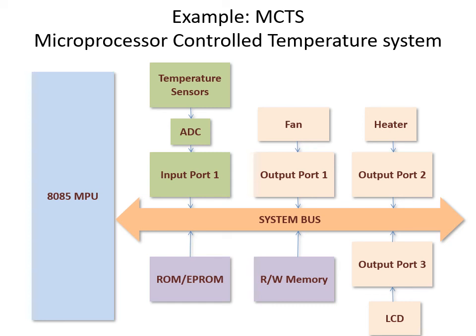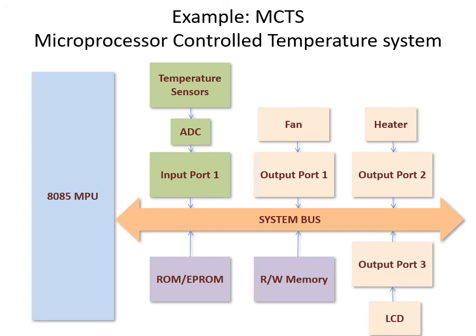Through the input port, the microprocessor reads the temperature value, and based on the value, if this temperature is above a particular temperature, the threshold temperature, you are supposed to switch on the fan. So the microprocessor gives the corresponding signal to the fan using the system bus and the output port, so the fan will be switched on. Now take the second case. If the temperature is below a particular value, you are supposed to switch on the heater. So the microprocessor, based on the calculation, will switch on the heater.